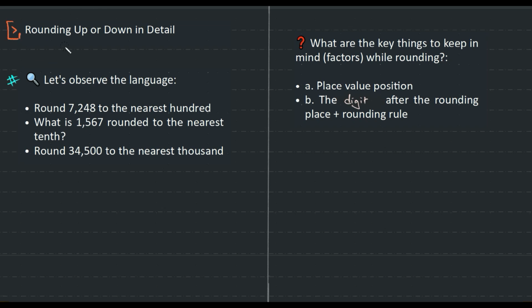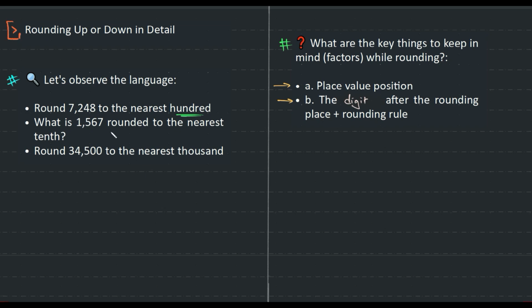So when do you round up and to what value do you round up? There are quite a few things that we need to keep in mind. Before we start off, I will give a hint about the factors on which this rounding depends. Whenever we talk about rounding a particular number to the nearest 100, we are looking at two things: the place value position and the digit after the rounding place.